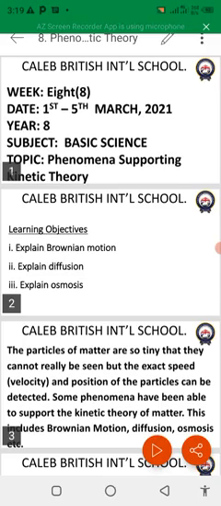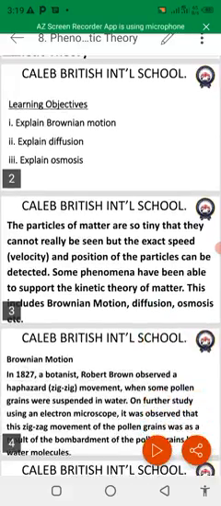I want to start our lesson now. The topic is phenomena supporting kinetic theory. Our learning objective, that is, after this lesson, what we will be able to do is that, number one, we should be able to explain Brownian motion, also explain diffusion, also explain osmosis.